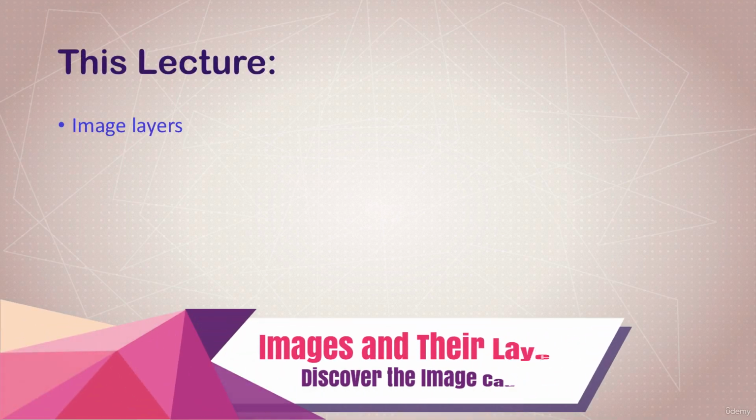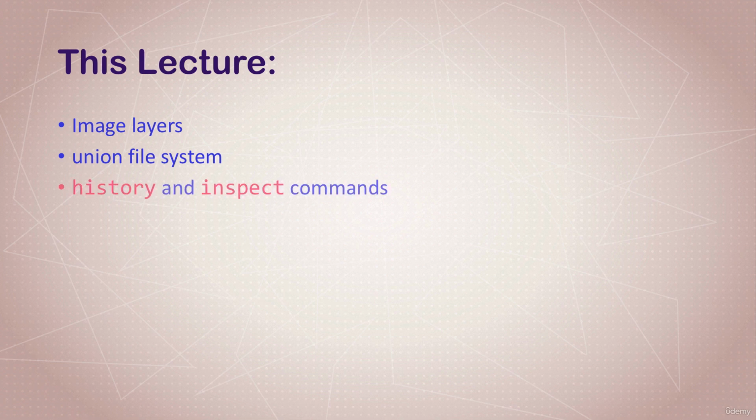Alright, in this lecture, we're going to talk about image layers. This is a fundamental concept of how Docker works, and it uses something called the Union File System to present a series of file system changes as an actual file system. We're going to dive into the history and inspect commands and see how we can use them to understand what an image is actually made of. And we're going to learn a little bit about the copy on write concept of how a container runs as an additional layer on top of an image.